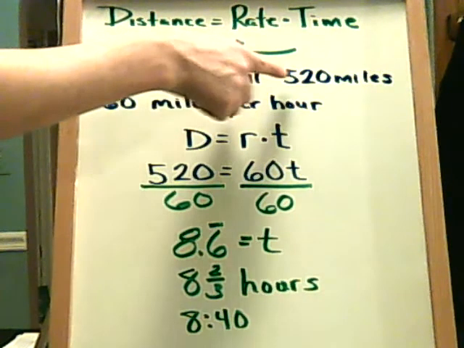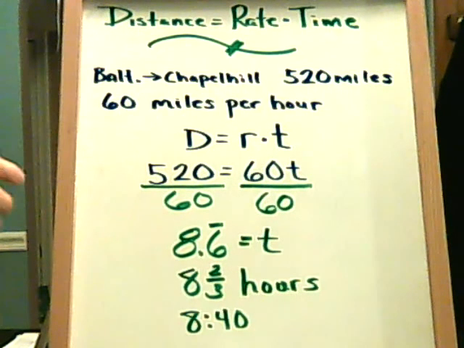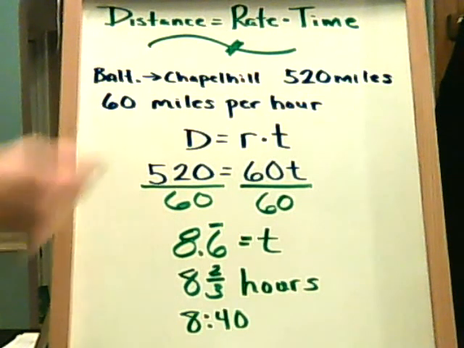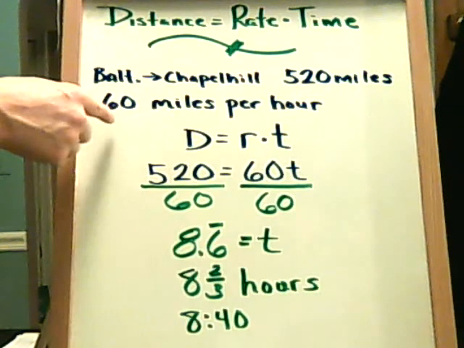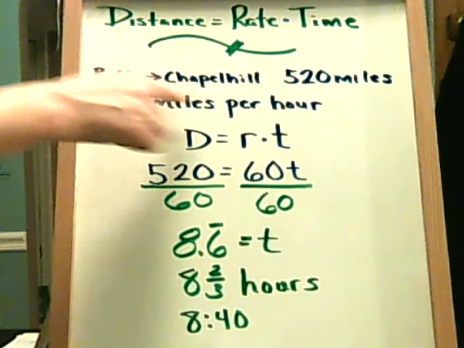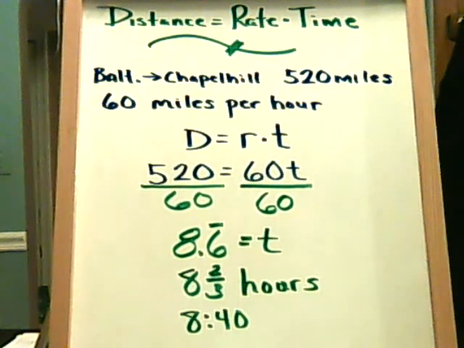Baltimore to Chapel Hill is 520 miles. 520 miles is a distance that goes on the left side. That's the d. The rate is 60 miles per hour. Think of it, a rate is something per something where there's two different units. That's miles per hour, so that's 60. And then the time we leave as t because that's what we're looking for.